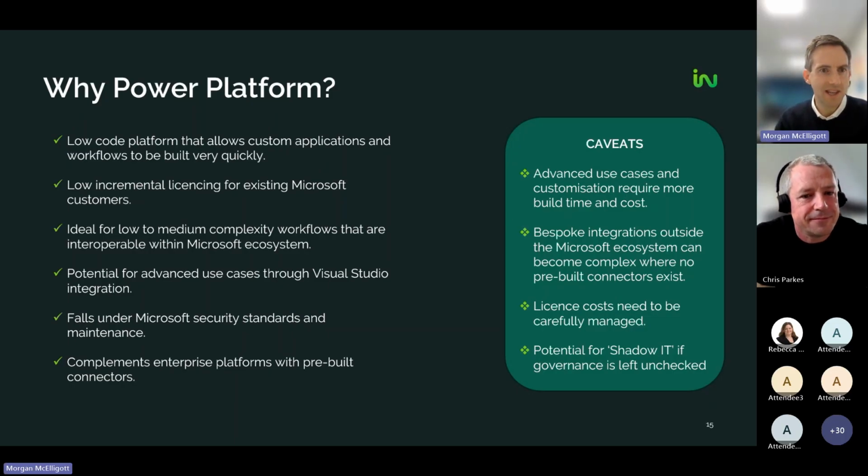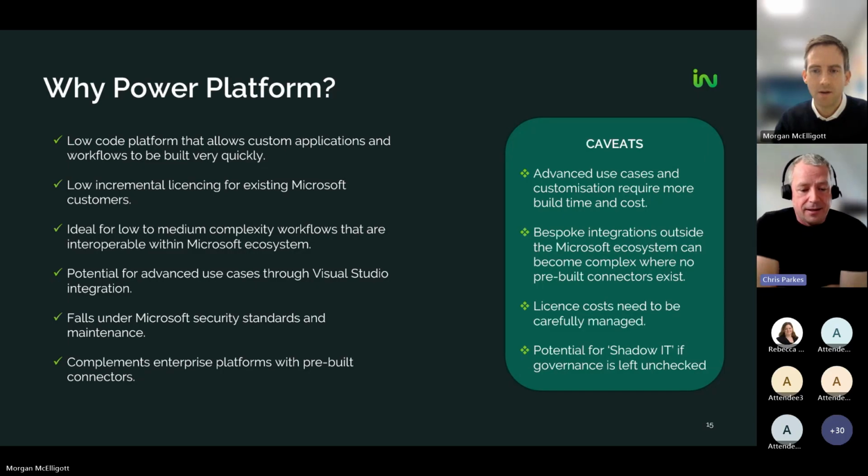Chris, would you add anything to that list? I think you've covered it really well there. I think there's optimal use cases, and you've got most of it covered. I'm going to touch more on citizen developer as we go through. So I think that's okay.